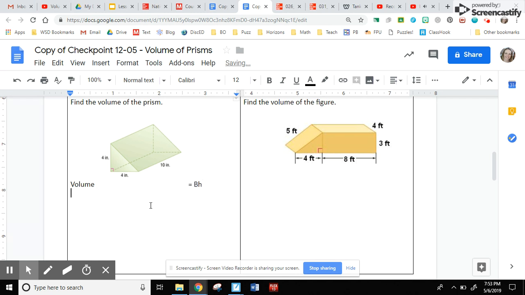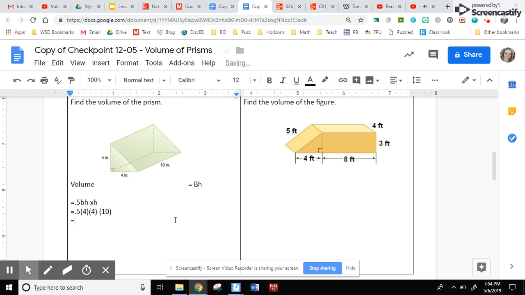base times height. Okay, the base of this triangular prism is a triangle. And for triangles, the formula is 1/2 or 0.5 times the base times the height. And then I have to multiply that by the height of the entire prism. So I'm going to do 0.5 times the base, which is 4. You can see that right here. And then the height of the triangle is here, the other leg, which is 4. And I'm going to multiply that by the height of the entire prism, which is 10.